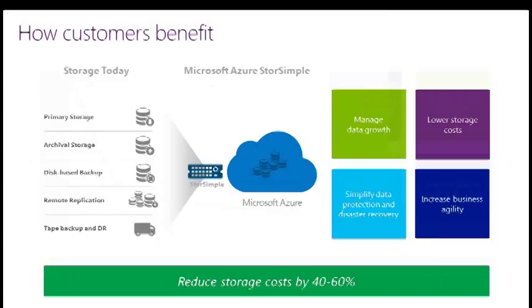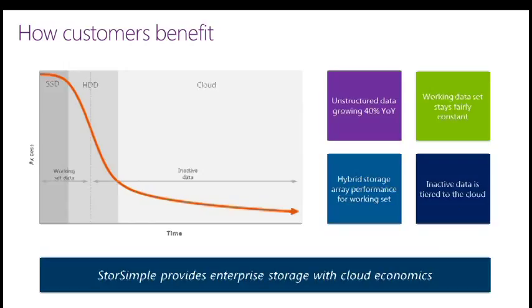But if a user does want to access some of their archive data, they don't have to go and restore it from an archive, they just go and access it. And then on the fly, that data will be pulled down onto the StorSimple device, and it then becomes part of the working set data, so it's always available whilst that user is using it, and then gradually over time will get tiered back out to the cloud.